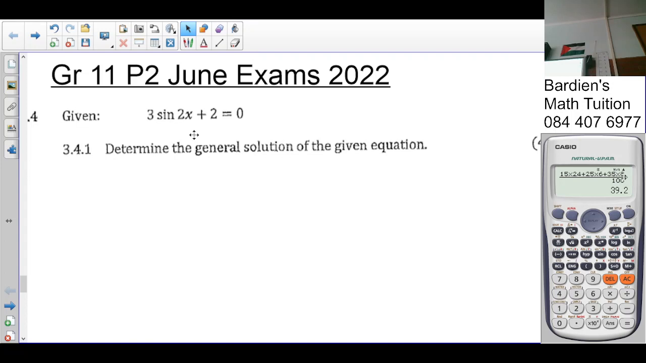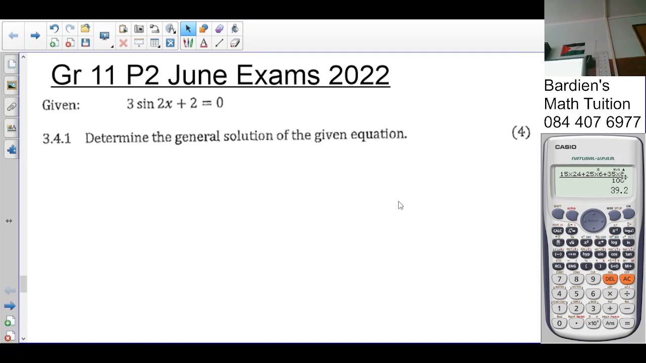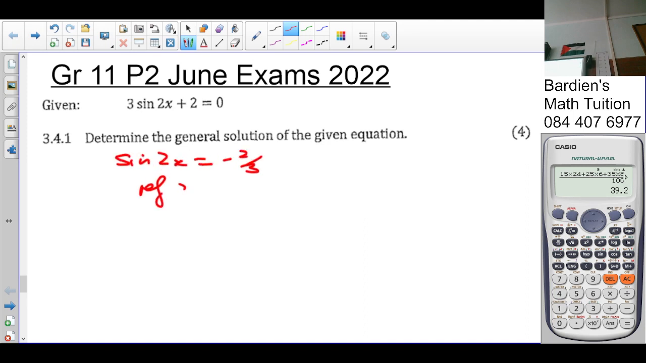The next one, they ask you with regards to general solution here. 3.4.1. You are given 3 sine 2x plus 2 is equal to 0. So for the general solution, I need to isolate the trig ratio first. So sine 2x is equal to negative 2 over 3. I apply my reference angle here. So it's going to be arc sine of 2 over 3. Note that I dropped the negative. I know some of you work with the negative, but I just tend to, over the years, work without the negative, as many learners get confused there. So it's 41,81 degrees.